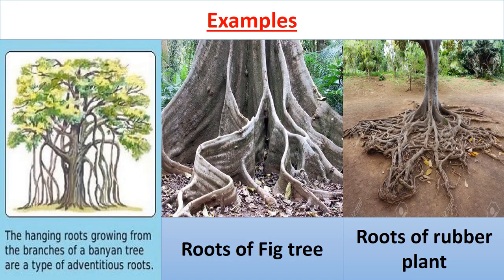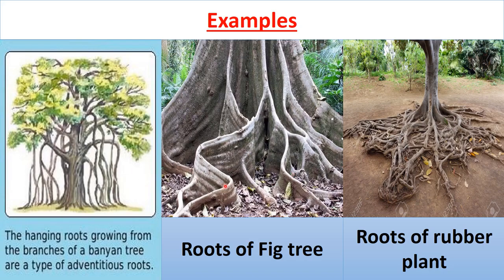Now see the examples of the adventitious root system. This is a banyan tree. The hanging roots are growing from the branches of the banyan tree. Here you can see these hanging structures. What are these hanging structures? These are roots, and these roots are not arising from the radicle part. From where are these arising? These are arising from the nodes of the stem, from the nodes present on the branches of the tree, right? So these hanging structures are the roots. And which type of roots are these? These are adventitious roots. So the first example we have is the banyan tree.